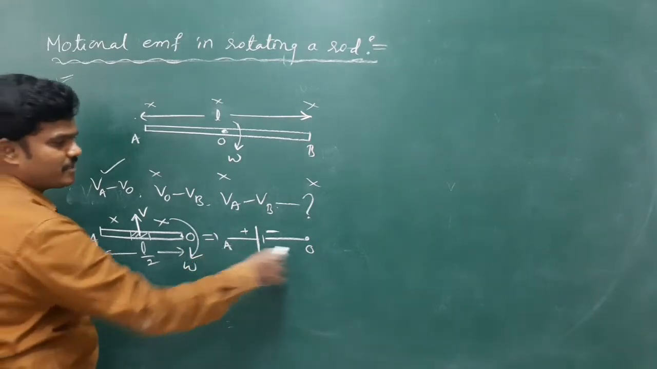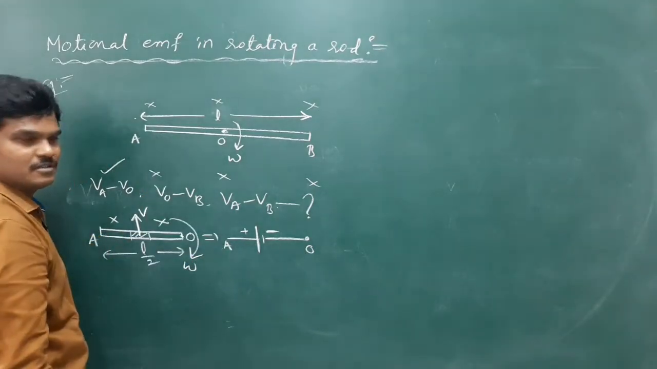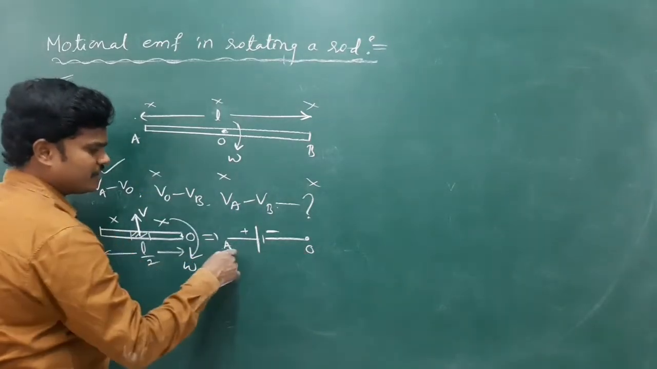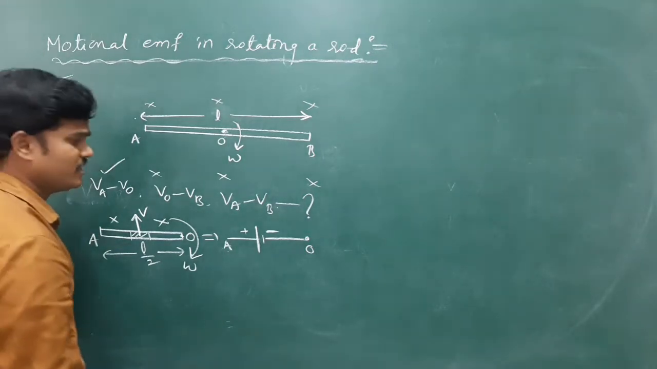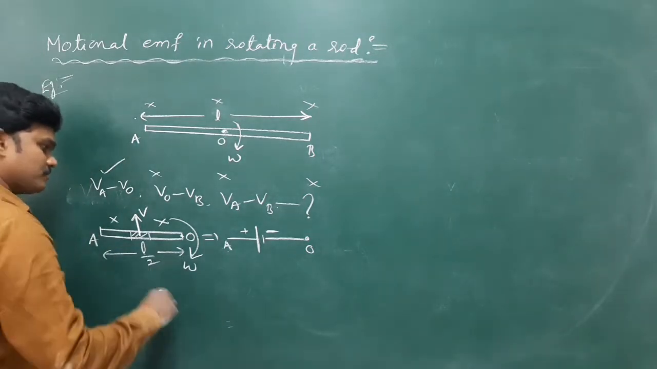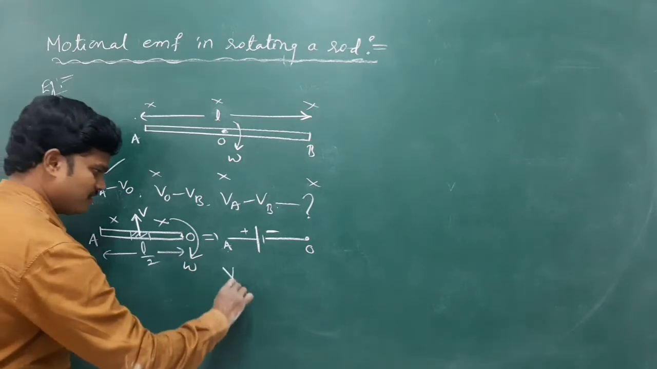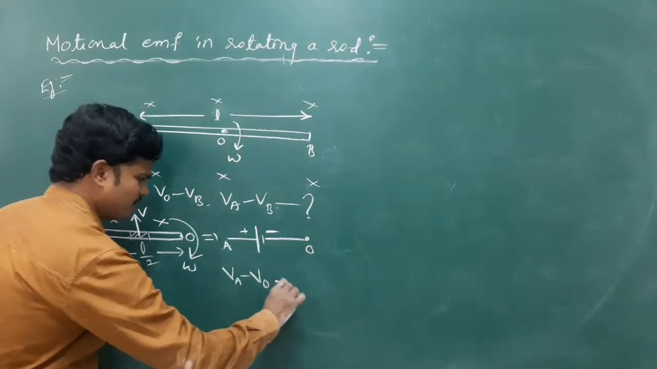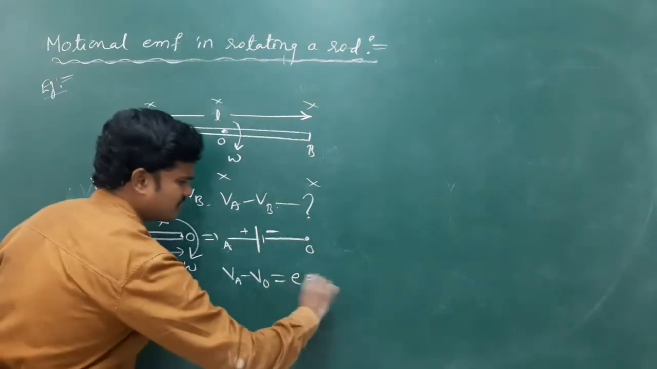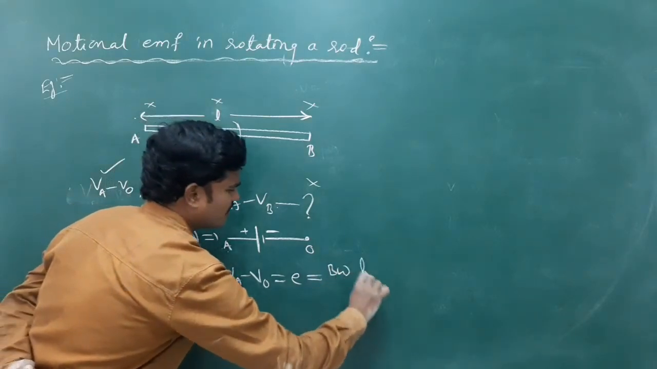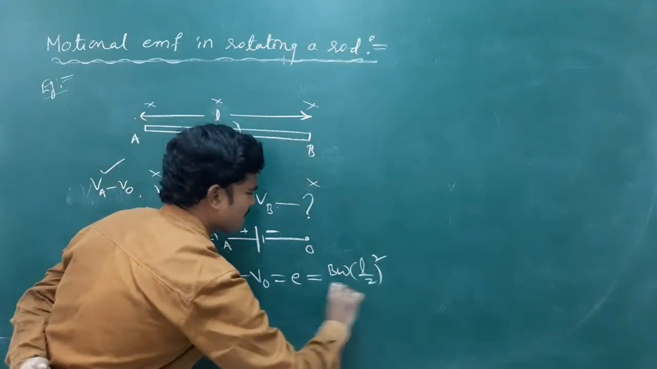So VA minus VO, you will get positive. If you take VO minus VA, you will get negative. So no need to worry here. So this is at highest potential. VA minus VO, which is equivalent to the EMF, that is B omega (L by 2) square by 2.